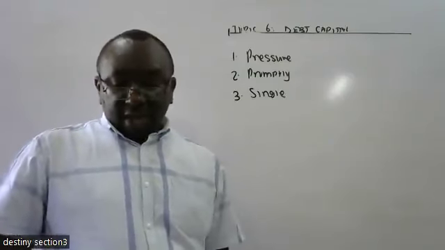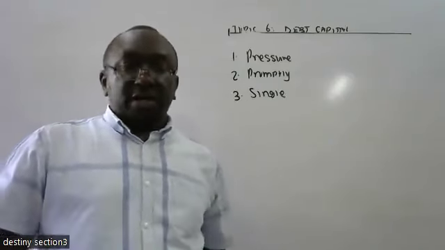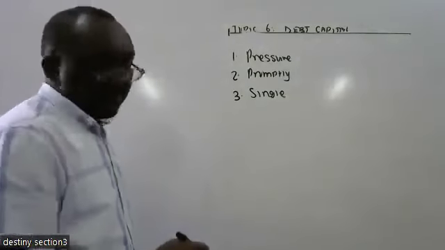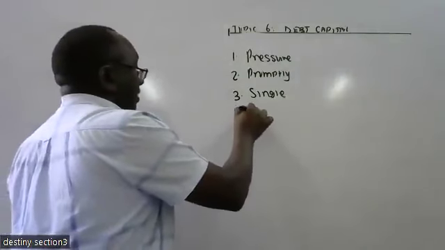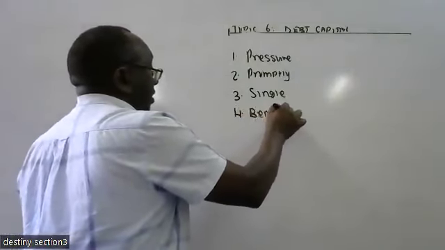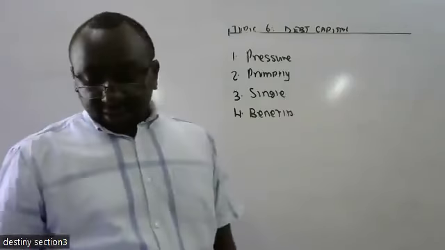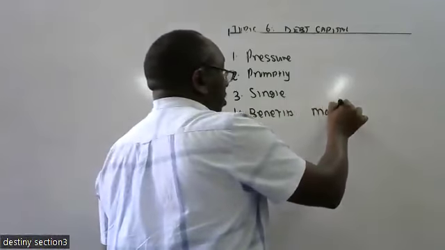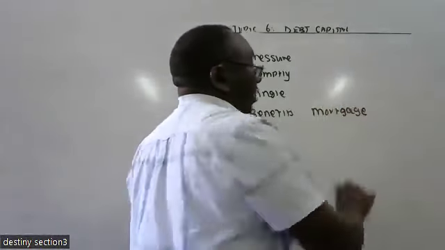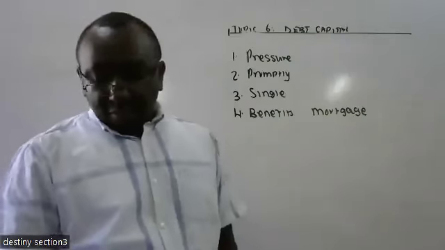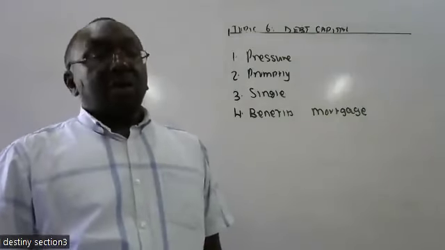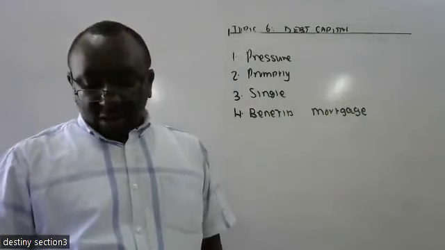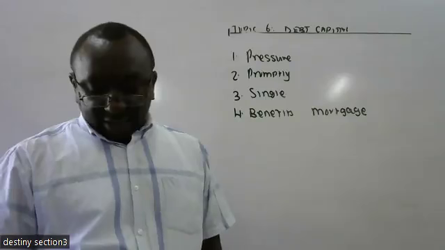Number four is that holders of debentures enjoy the benefits of a legal mortgage over the company's land.